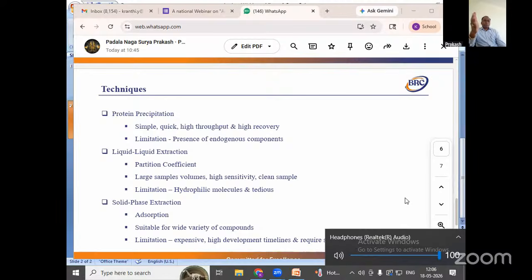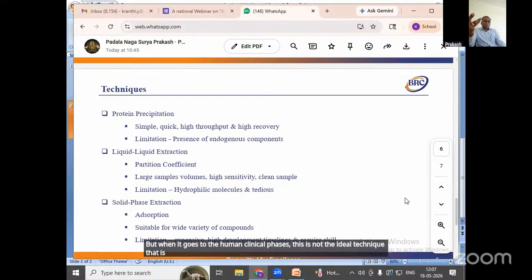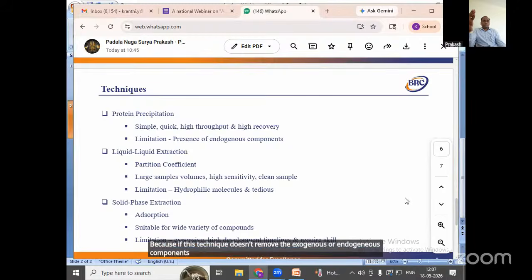But this is quick and simple. This is mostly used by the biological scientists during the discovery and development phase. But when it goes to the human clinical phases, this is not the ideal technique, because it has its own limitations or drawbacks, I would say. This technique doesn't remove the exogenous or endogenous components, matrix components particularly.